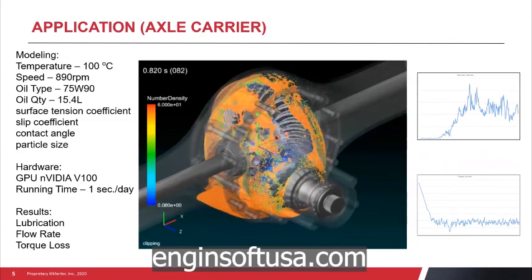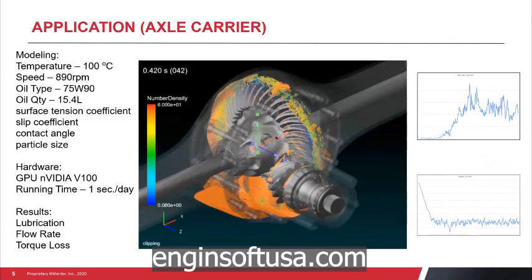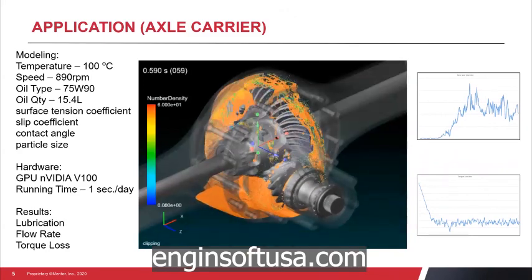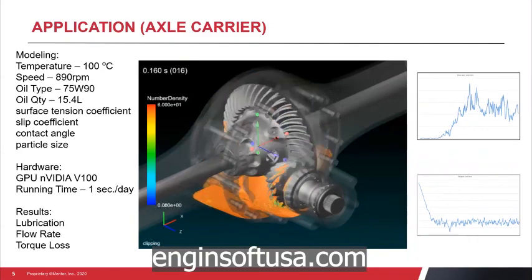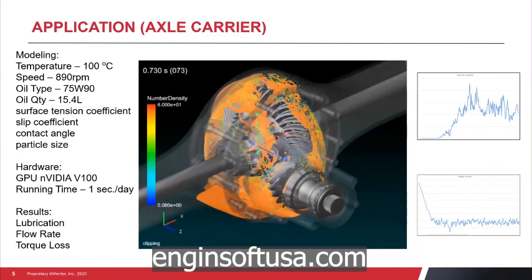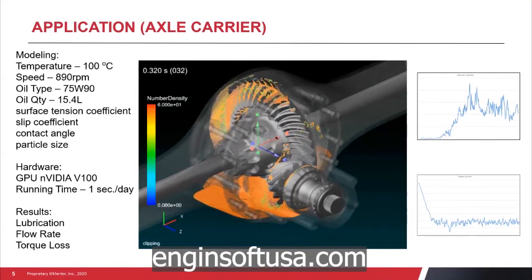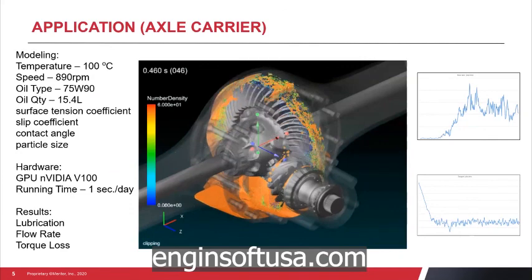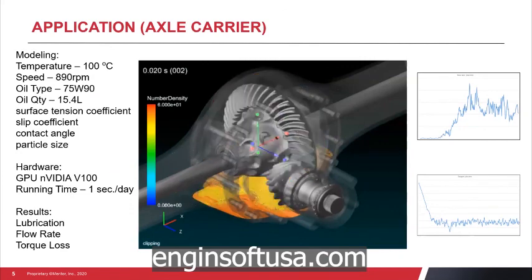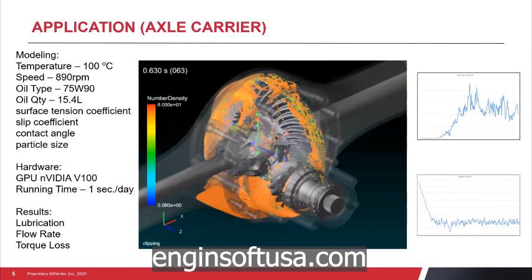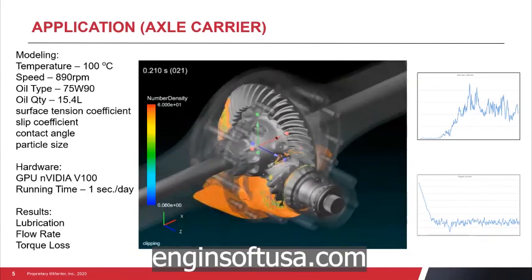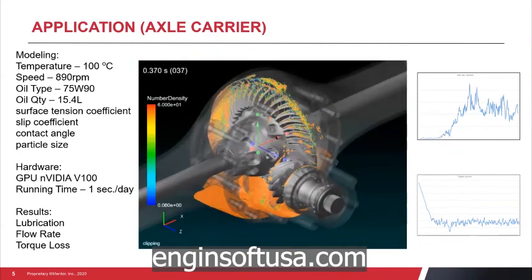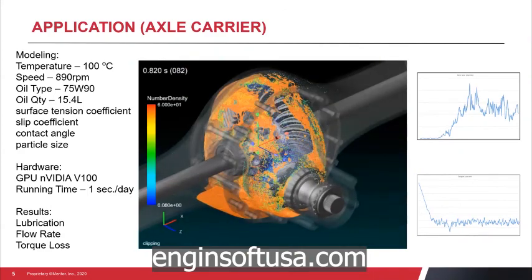So to accurately predict the lubrication of the bearing, we have to adjust some parameters that Particleworks offers, and some of these parameters include the oil properties, like the density and viscosity and the surface tension. We also have to adjust parameters like slip coefficient, contact angle, and particle size.